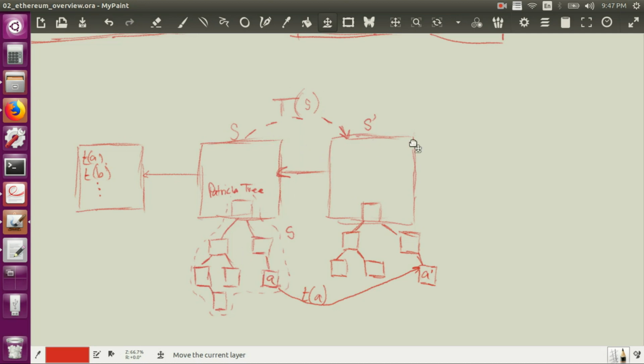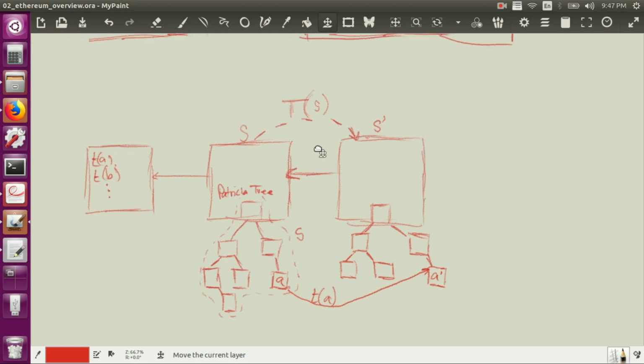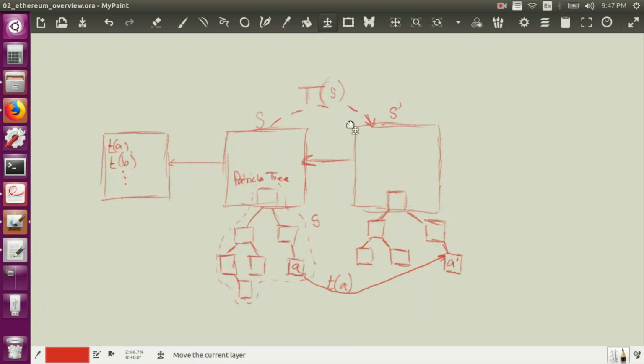Some of these are updating balances. Some of these are making calls to smart contracts. Again, I said Turing completeness. Anything can essentially be written on this blockchain and applied to this Patricia tree.